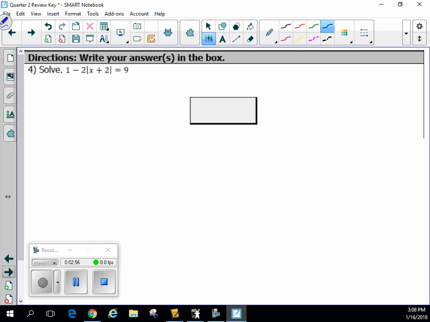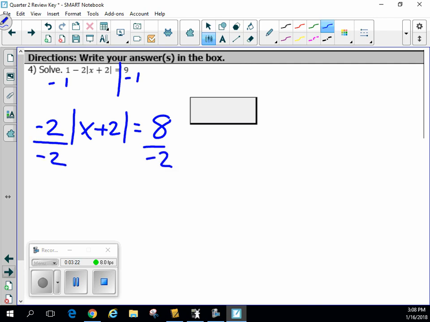Number 4 is also an absolute value inequality that you have to solve. It's an equation though. So remember, you want to isolate the absolute value before you start. In order to do that, we have to subtract 1 from both sides first. We get negative 2 absolute value plus 2. And to get rid of the negative 2 out in front, remember, we're going to divide each side by negative 2. And we get absolute value plus 2 equals negative 4.